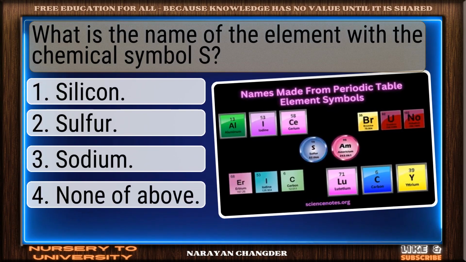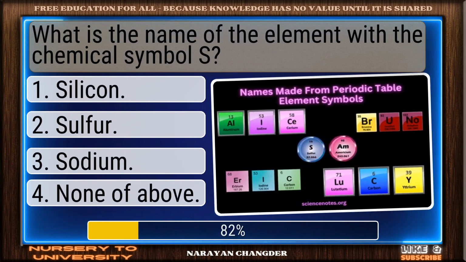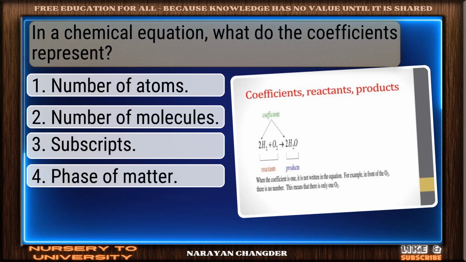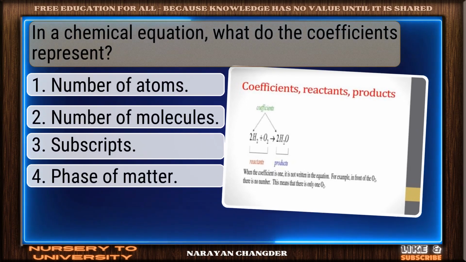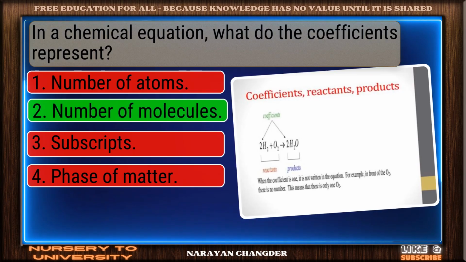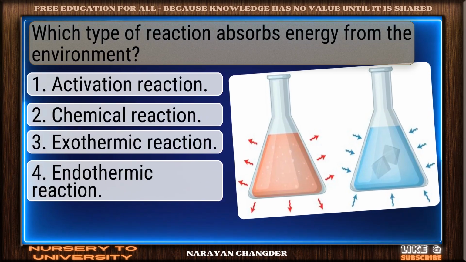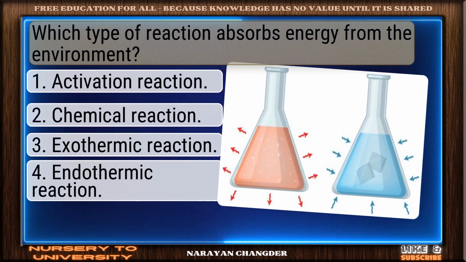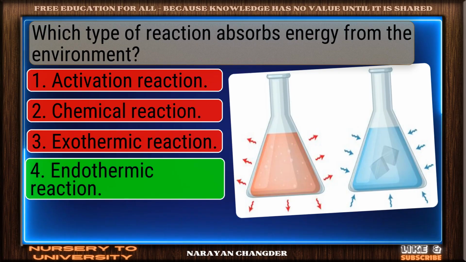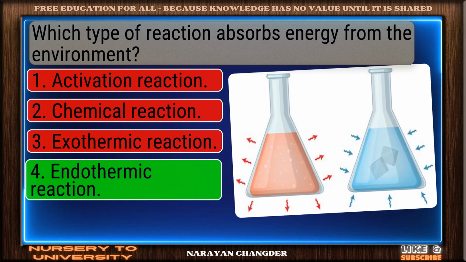What is the name of the element with the chemical symbol? You chose sulfur, and it is correct. In a chemical equation, what do the coefficients represent? Right again. Number of molecules is a valid answer. Which type of reaction absorbs energy from the environment? Nice work. You chose endothermic reaction, and it is correct.